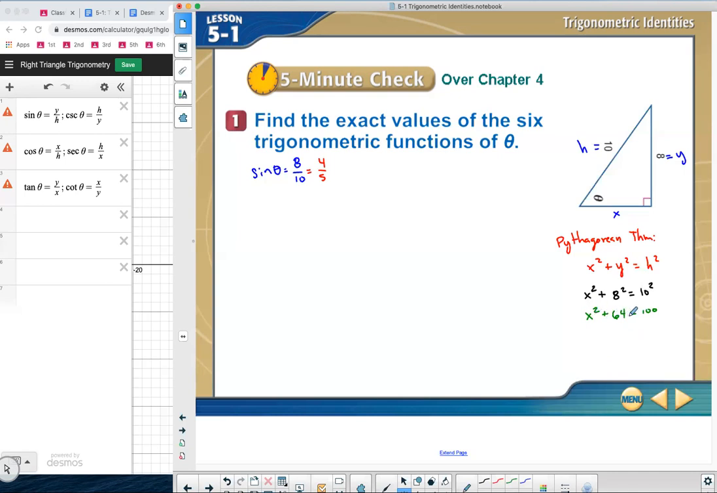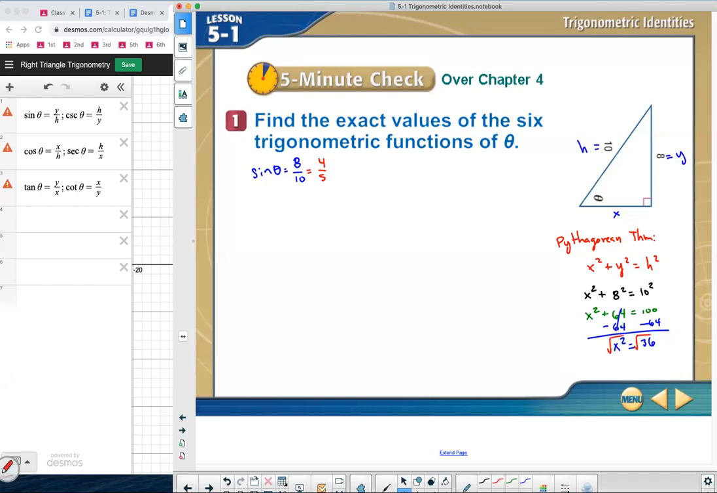So the x squared is being added by 64. So the opposite of adding 64 would be to subtract 64. And so we have x squared equals 100 minus 64 is 36. And now what's the opposite of a square to get x isolated? Square root. There we go.